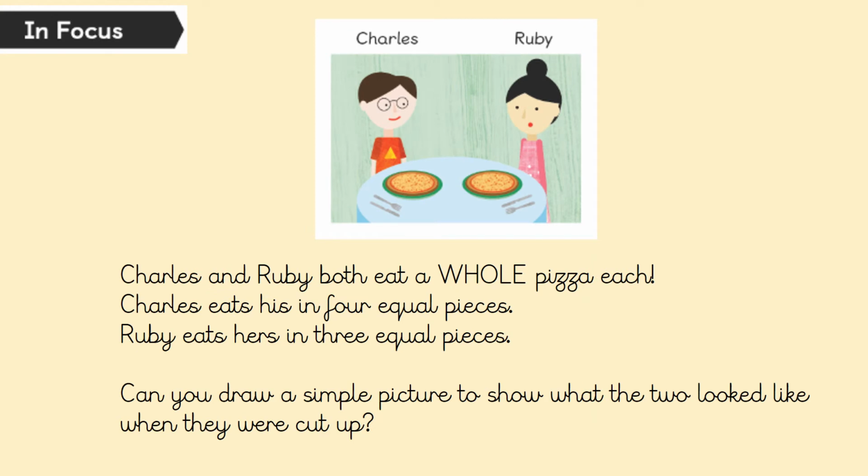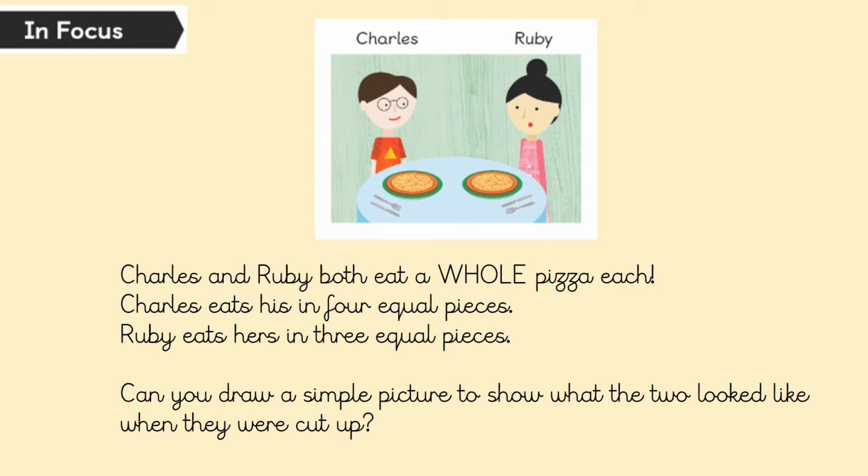So today we are going to jump into some pizza. Our in focus problem is all about Charles and Ruby, who both ate a whole pizza each. Lucky things. Charles eats his in 4 equal pieces, so he cut it into 4 equal pieces and then ate it. And Ruby eats hers in 3 equal pieces.